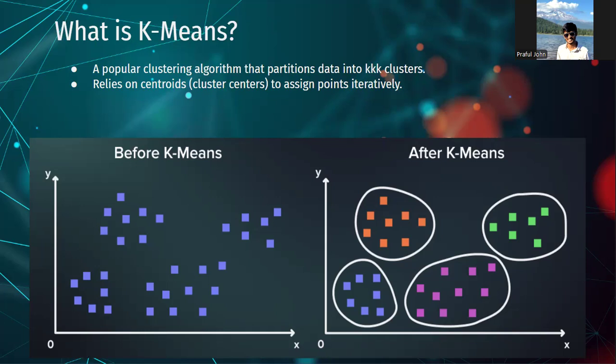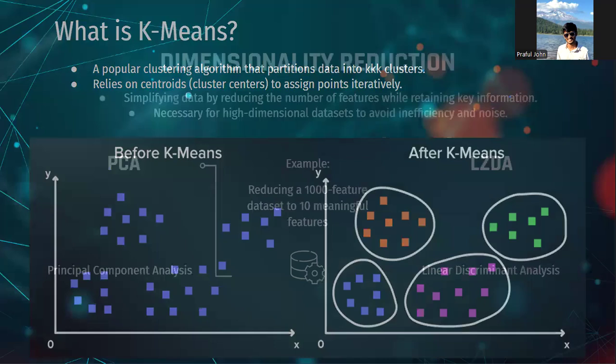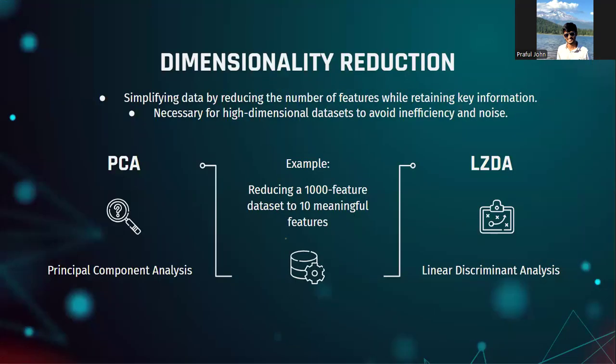While effective, k-means has some limitations, which we will touch on later. So what is dimensionality reduction? This is a very critical pre-processing step for high dimensional data sets. It simplifies data by reducing the number of features, or what we call in tabular data the columns, while it also retains the most relevant information. This is particularly important to avoid inefficiency or noise, and to reduce the computational cost of the algorithm.